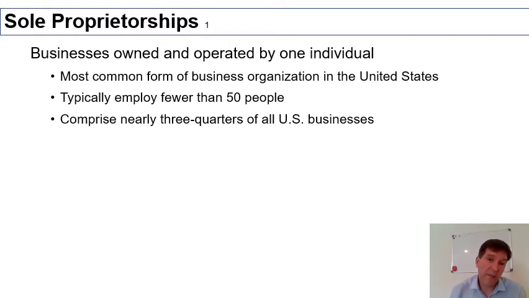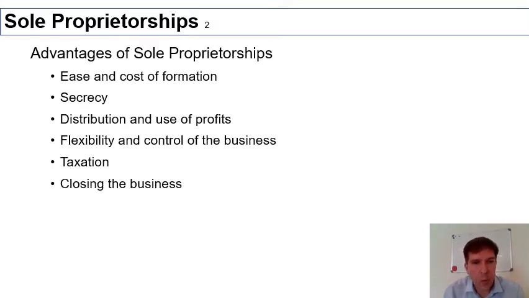Now, caveat here, this classification of a small business may not apply in another country. There are some countries where a 50 people business is considered medium size. So all the numbers I'm talking about are for the United States. Okay. So they are very prevalent. Why are they so prevalent? Well, here are the reasons why they are very prevalent.